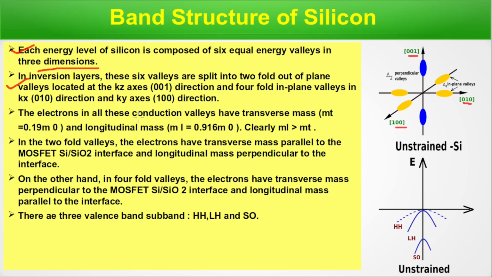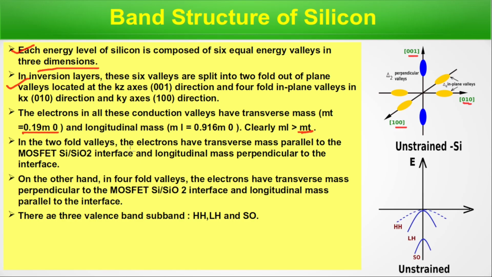The electrons in all these conduction valleys have transverse mass, which has a value of 0.19 m0, where m0 is the free electron mass, and longitudinal mass, which has a value of 0.916 m0. Now, clearly from these values, we can understand that longitudinal mass is greater than transverse mass. So, transverse mass is less. Remember this point, transverse mass is less.